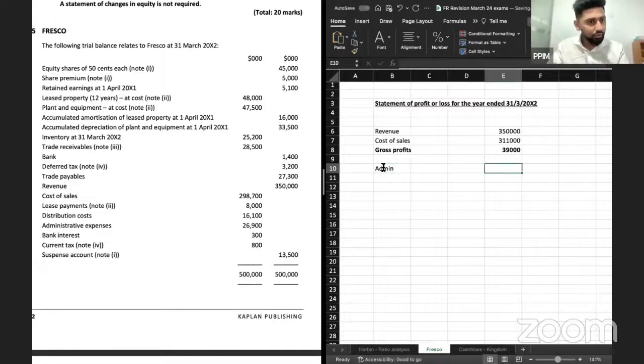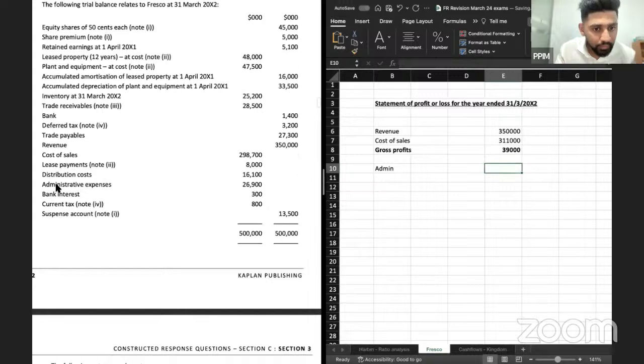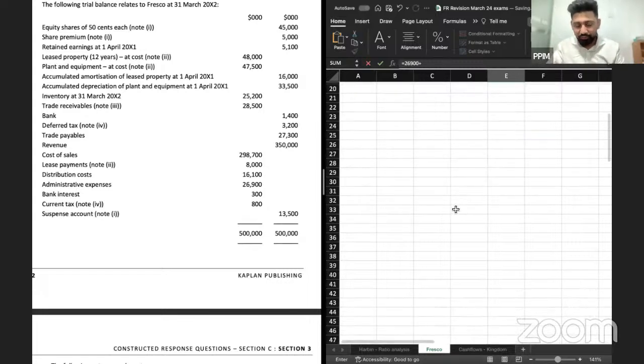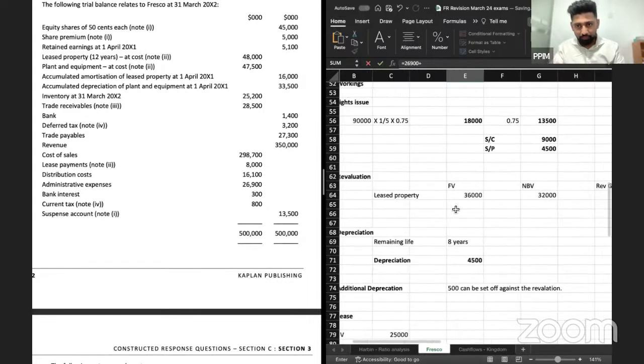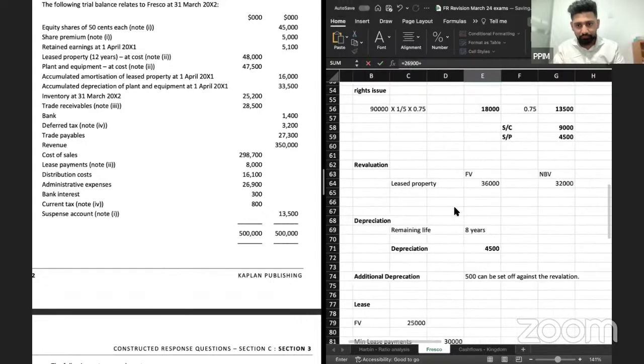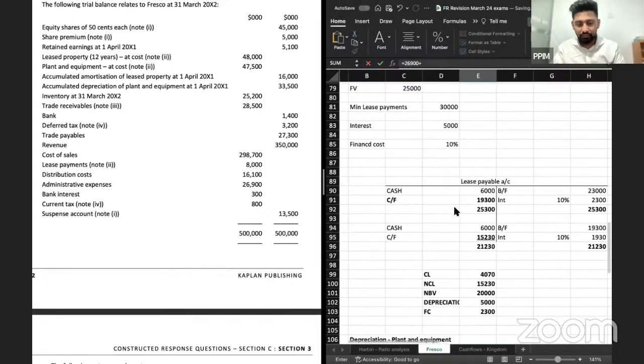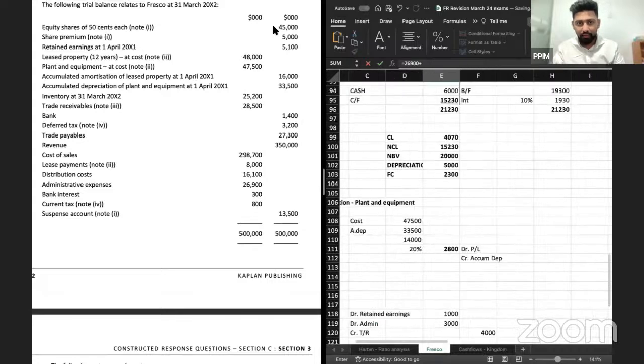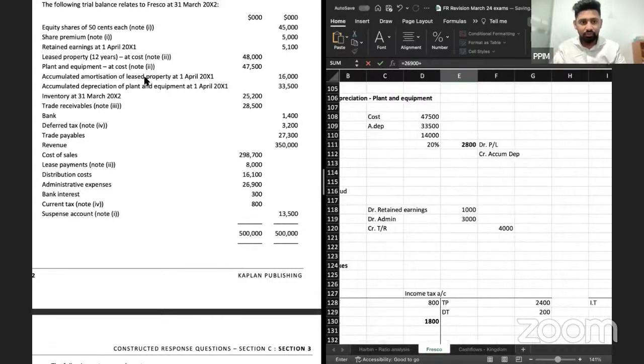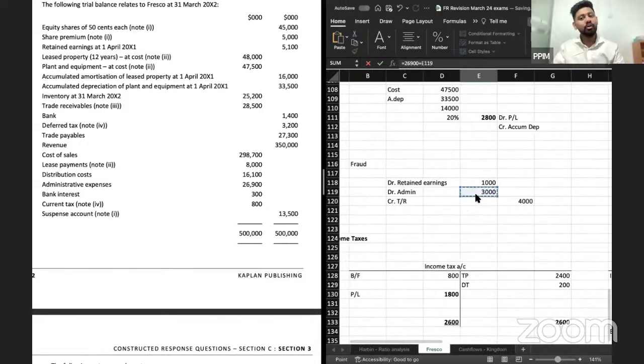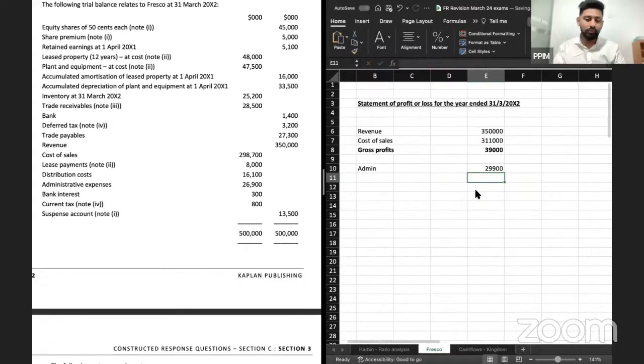Next is my admin. My admin already I've got 26,900. So I'm going to take 26,900. What are the adjustments? I come down. Admin, rights issue, no impact. Depreciation is taken. Admin, what do I have to take? 3,000 must be added, says Amna. There you go. 3,000 is added. Apart from that, I don't have anything. So there you go, 29,900. Well done.